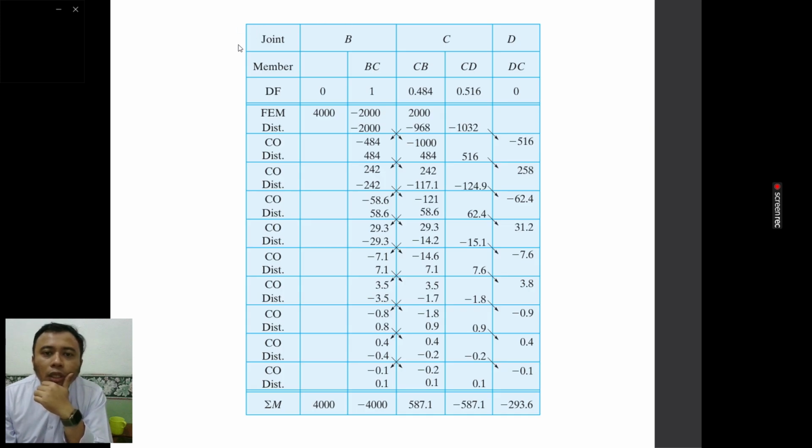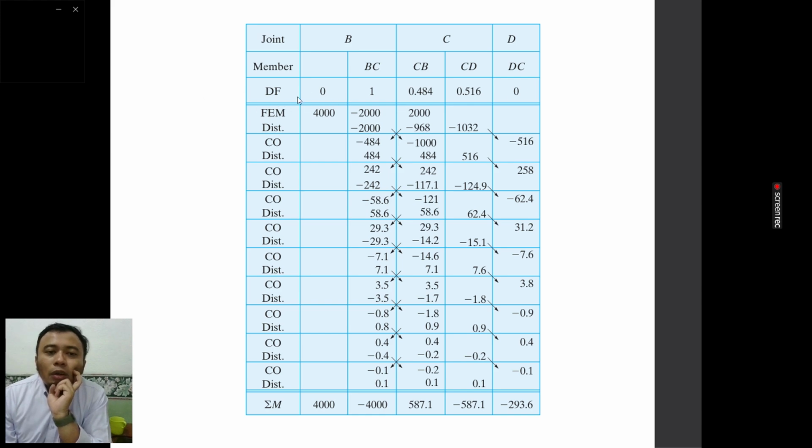So you can construct your table here, joint, then member. As we said before, there is no joint A, so you have joints B, C, D only. So this is pin, and this is pin, and this is fixed. So you have member. There's no member here because it's an overhang. There's no pin or any support at the end of A. So this is your BC member, CB member, CD member, and DC member.